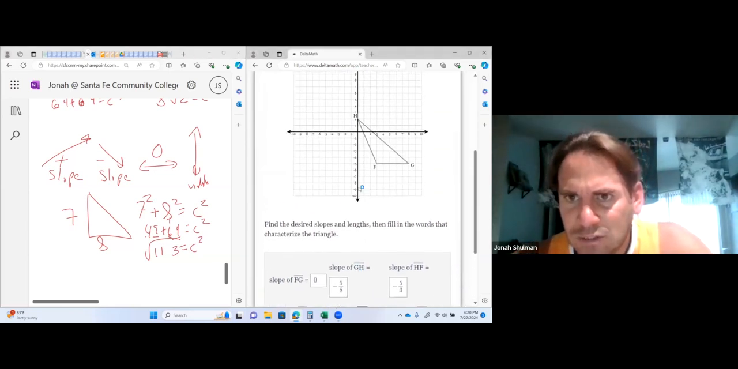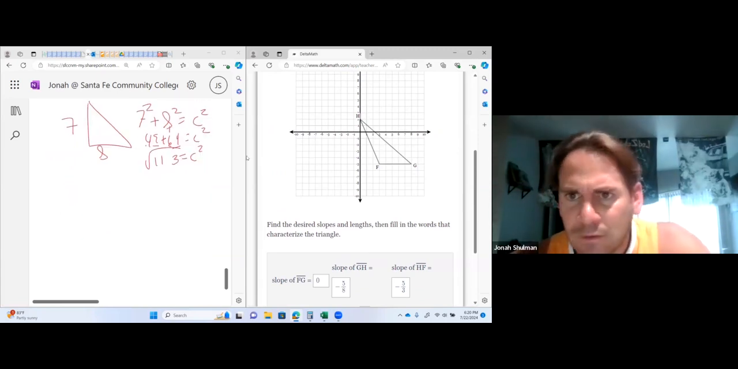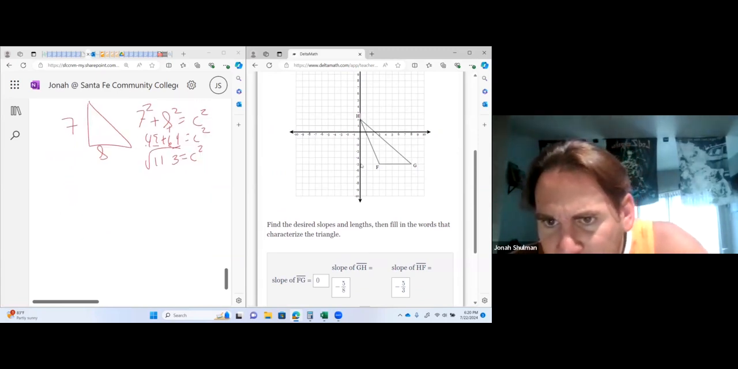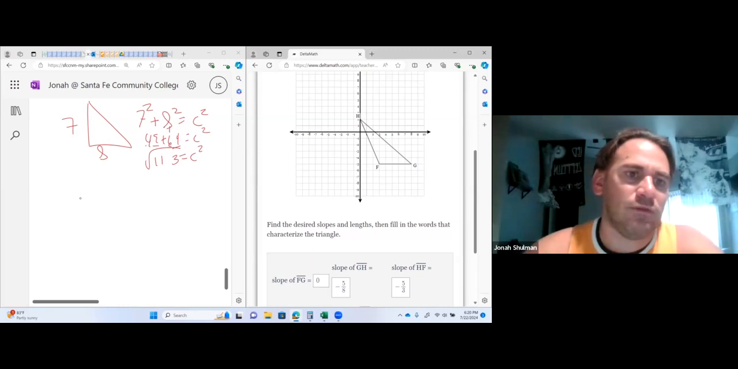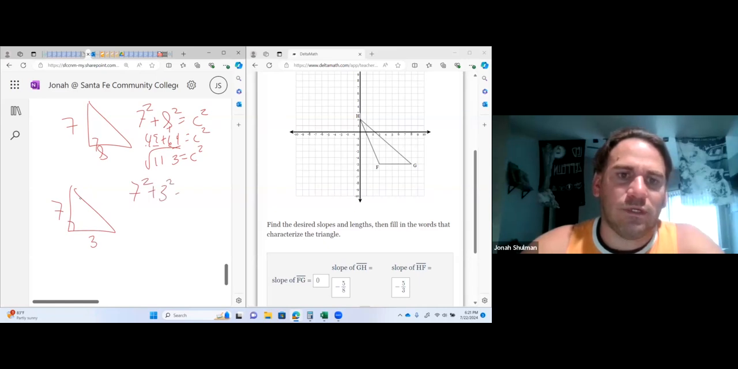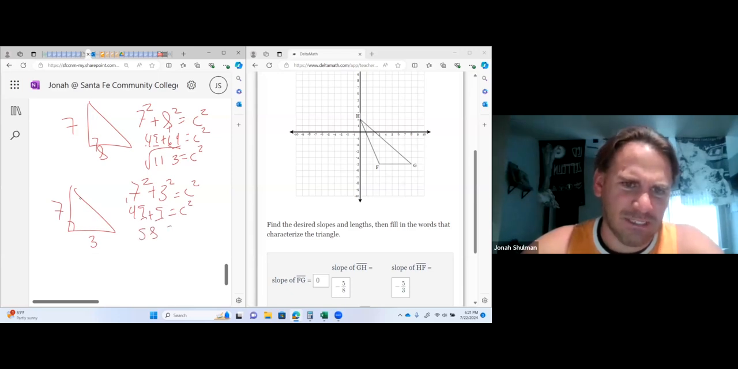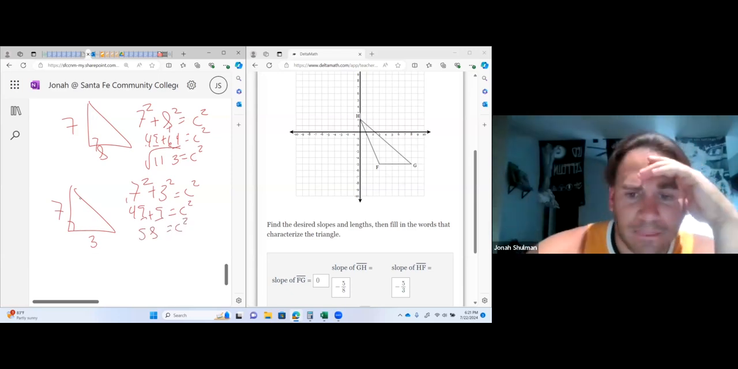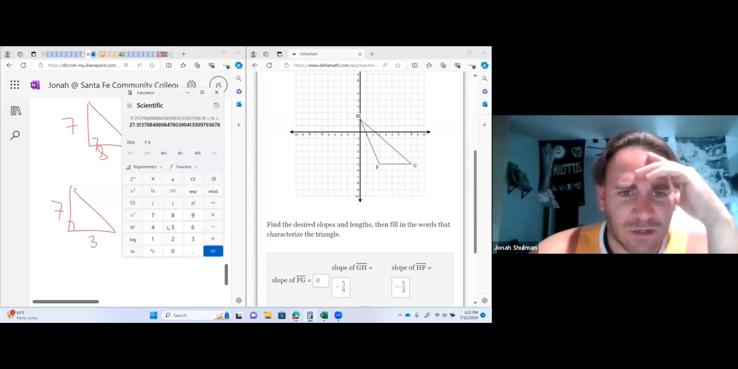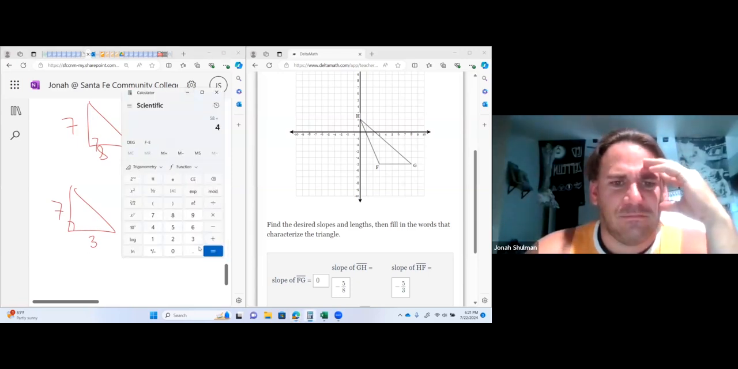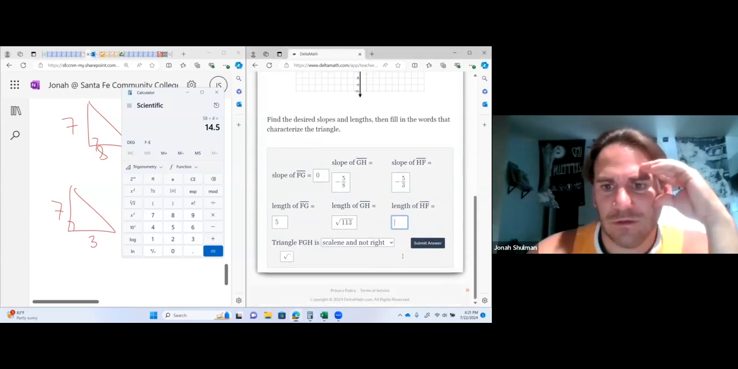Now we need the length of HF. So this is also 7, 3. So this one's 7 and 3. I'm just making mini right triangles to get it. 7 squared plus 3 squared equals c squared. 49 plus 9 equals c squared. 9 and 9 is 18. We have 58. Can I divide this by 4? Nope. Okay, I'll just do square root of 58.